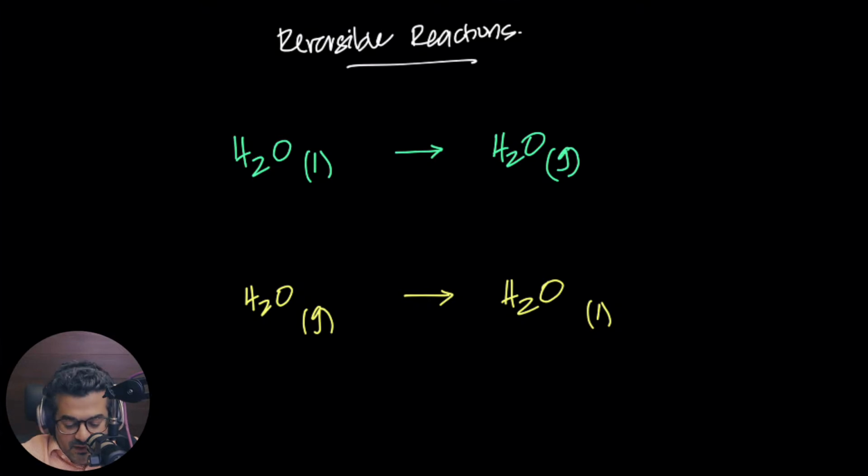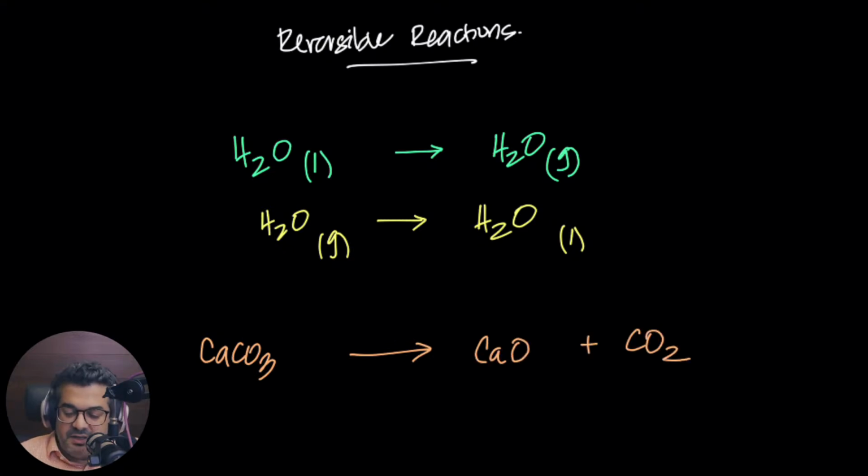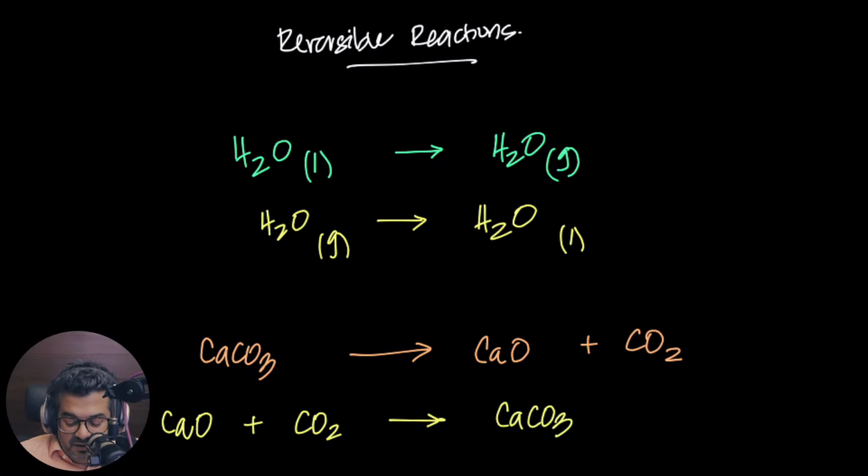Now there is another reaction that is reversible. I'll give you another example. Another reaction that's reversible is when you heat calcium carbonate. If you heat calcium carbonate over time, it becomes calcium oxide and carbon dioxide. And also, if you pass carbon dioxide gas over calcium oxide, over time, it becomes calcium carbonate.